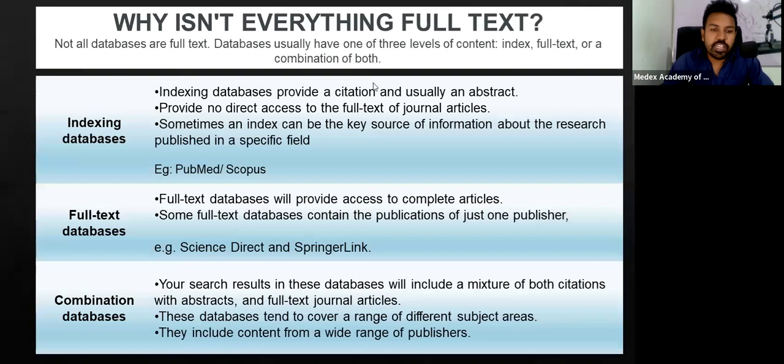Then combination databases, that means citations, abstracts, and also full text journals will be there. All of those are there in a combination database. Even if we take PubMed, there are combination databases. That means you can just download abstracts and also full text. Right? So I will let you know how to do that. Something will be discussed today.